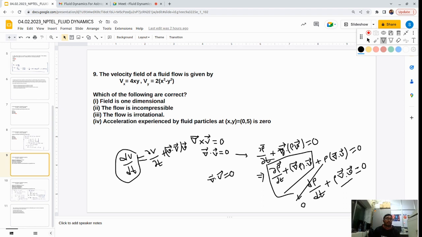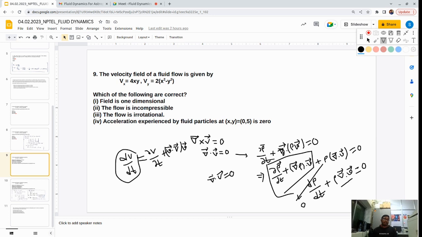See, for the fourth option, can we directly tell from Vx and Vy that it will be true? Because Vx and Vy, both of them are time independent from the expression. See, what I am telling is that if you are doing the del v del t, then you are getting 0.